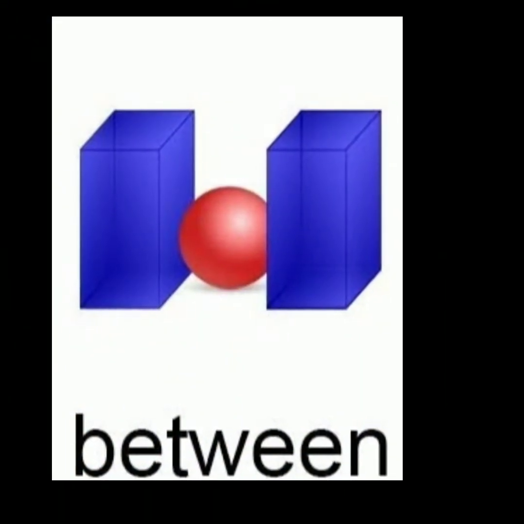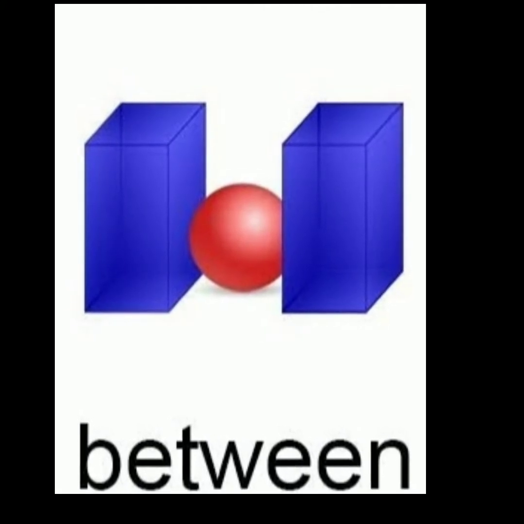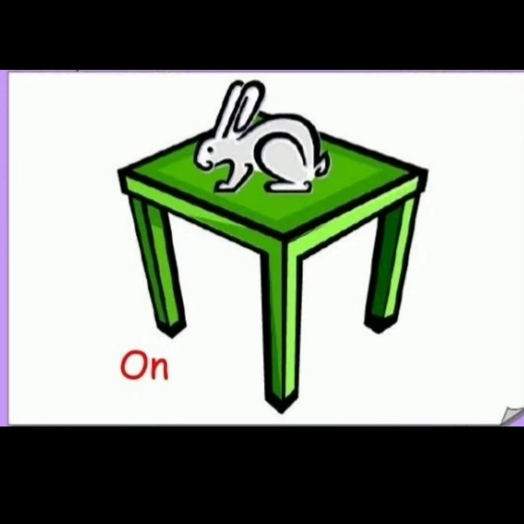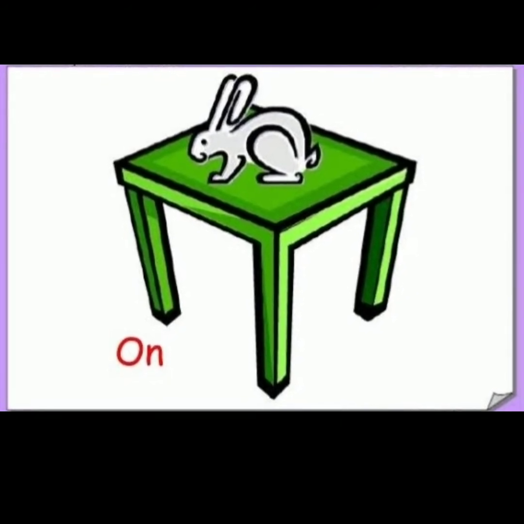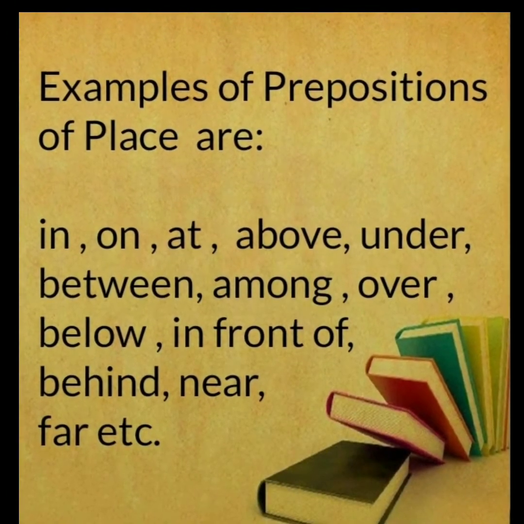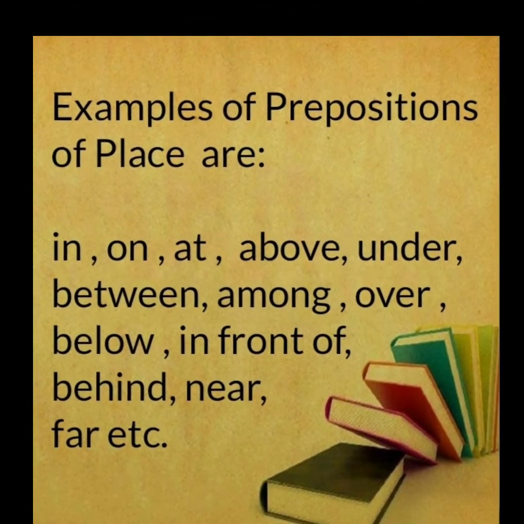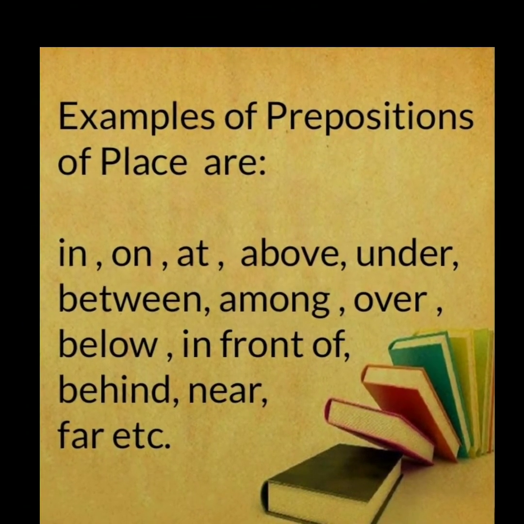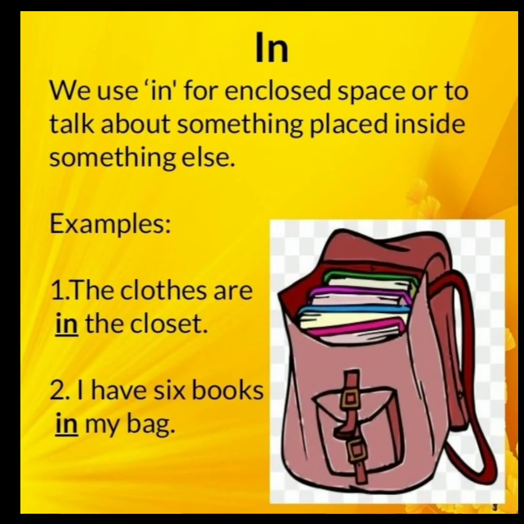For example, where is the ball? Between the boxes. In the next picture, where is the rabbit? It's on the table. Examples of preposition of place are in, on, at, above, under, between, among, over, below, and so many. Let's discuss the prepositions one by one.